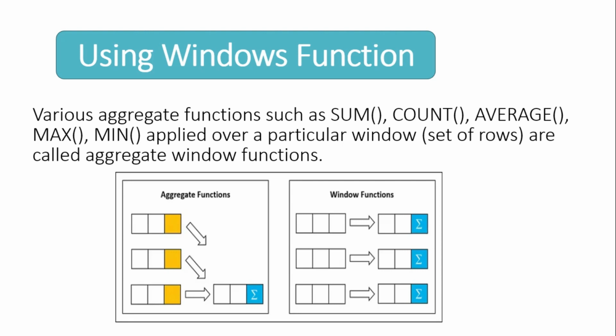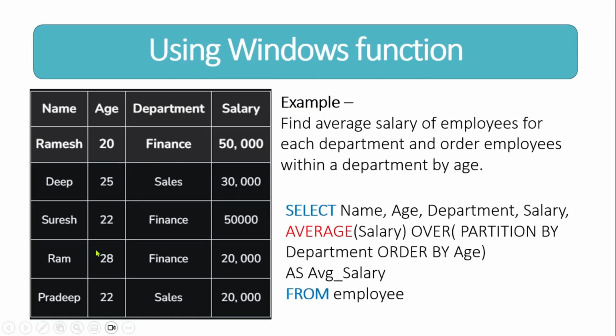Let me explain it with an example. Here again we are going to use an employee table. Here you can see we have name, age, department and salary. We have two departments here, first is finance and second is sales. So here we are going to find the average salary of employees for each department and order the employees within a department by age. So what will the window function do?